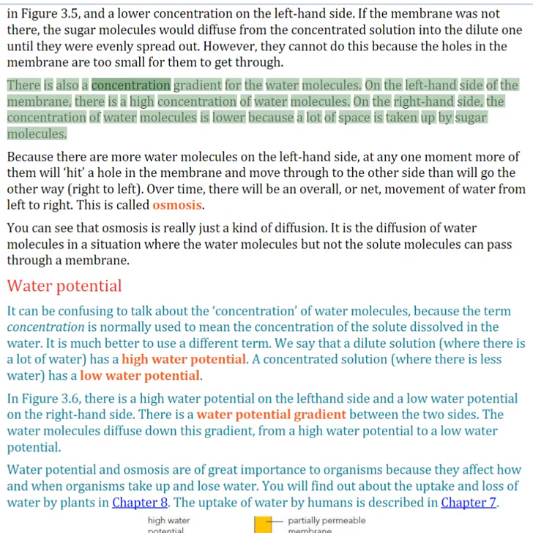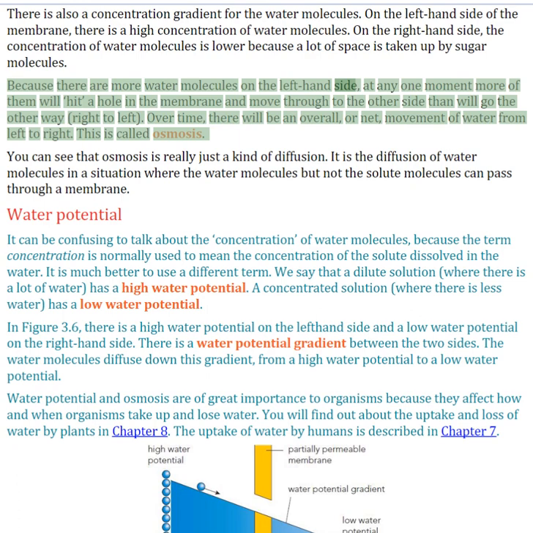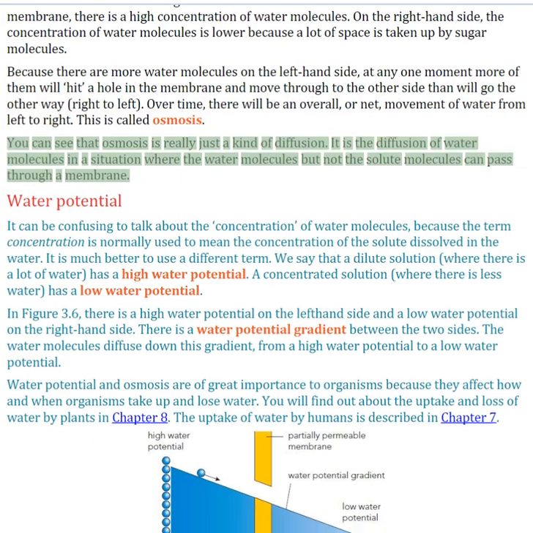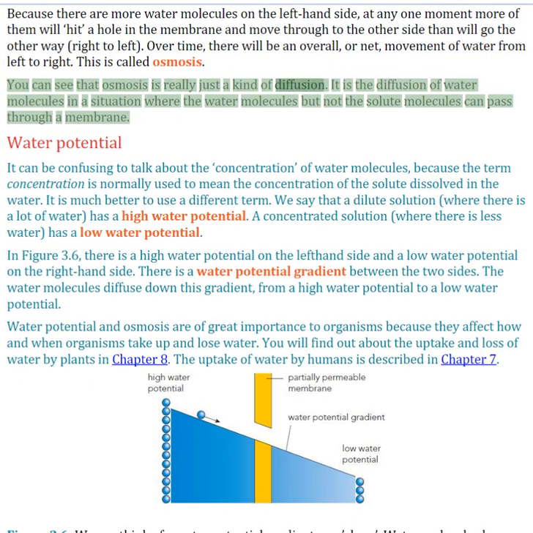There is also a concentration gradient for the water molecules. On the left-hand side of the membrane, there is a high concentration of water molecules. On the right-hand side, the concentration of water molecules is lower because a lot of space is taken up by sugar molecules. Because there are more water molecules on the left-hand side, at any one moment more of them will hit a hole in the membrane and move through to the other side than will go the other way. Over time, there will be an overall, or net, movement of water from left to right. This is called osmosis.